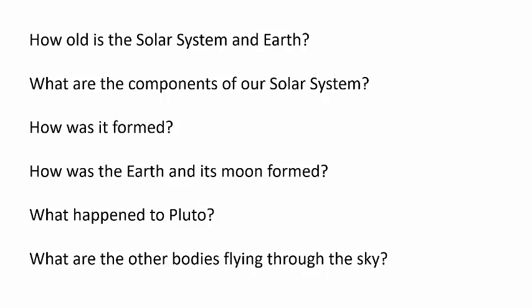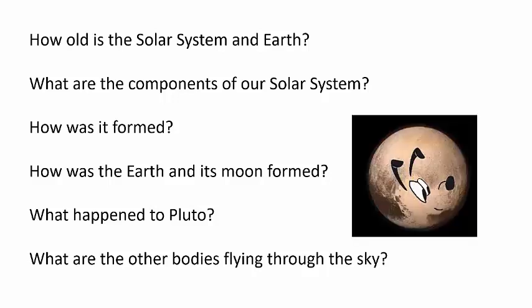What are the components of our solar system? How was our solar system formed? How was the Earth formed, and the moon? Whatever happened to Pluto? And what are some of the other bodies that we see flying through the sky?